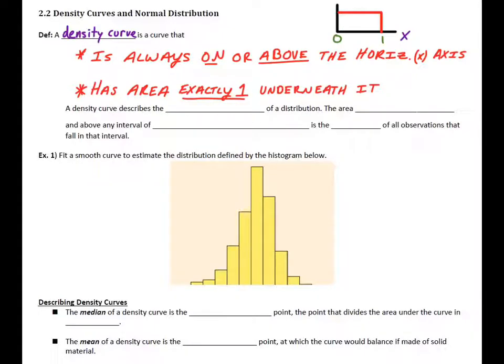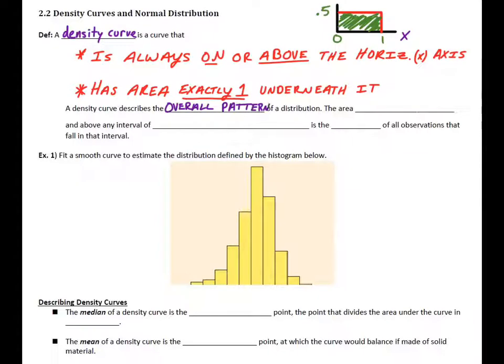Because the first component's met. The first component is always on or above the horizontal axis. Well, you can see my red lines here. That's on or above the axis. So the only other thing I need to do is be area 1. So actually, the height would be 0.5, and then that would give me an area of 1. So that's the simplest density curve I can think of. The easiest one to draw has area 1. It's above the x-axis.